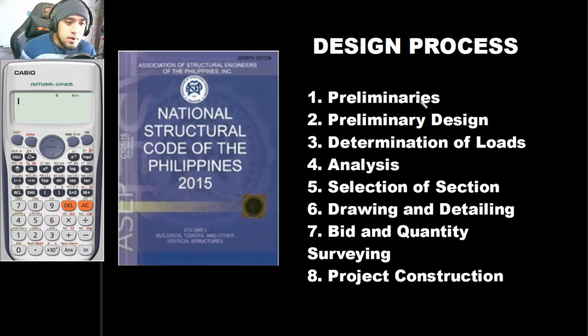When we say preliminaries, it is the step wherein the designer will know the parameters needed for the design. For example, the length of each of the structural members is already included here, and then the limits of the sizes of each member as per the architectural plan.